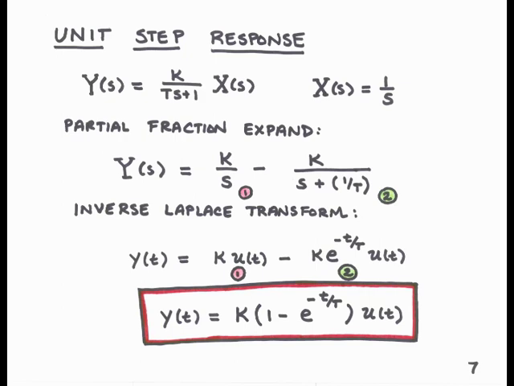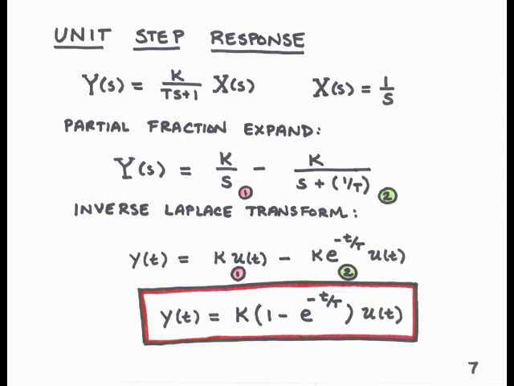We'll take Y(s) and partial fraction expand it into two terms, K over s and K over (s plus 1 over capital T). We can then inverse Laplace transform this Y(s), and we'll find two terms, one for the inverse Laplace transform of K over s, and the second for the inverse Laplace transform of K over (s plus 1 over capital T). The first is K times u(t), and the second is K e to the minus t over capital T u(t).